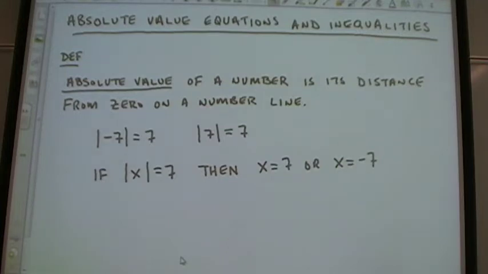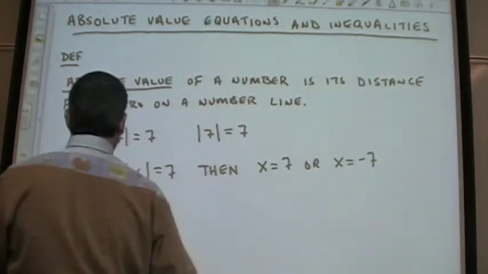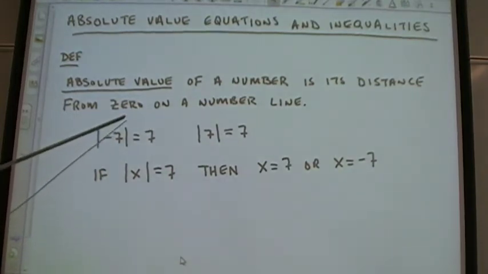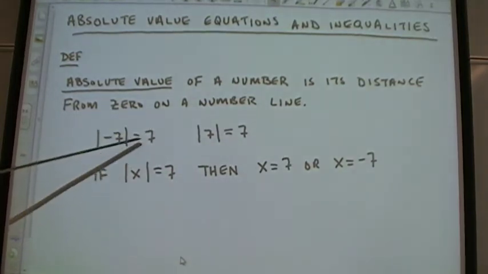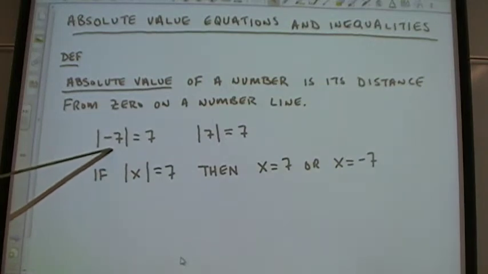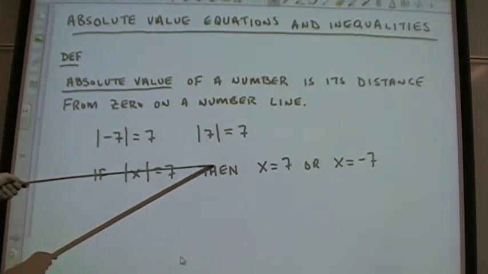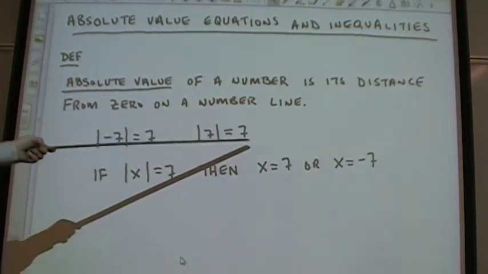Here, we have two examples of absolute value problems. This is the symbol for absolute value, two vertical lines. So this is asking what is the absolute value of -7? How far is -7 from 0? 7 units. That's why it's positive. Same thing here. How far is +7 from 0? 7 units. That's why it's 7.